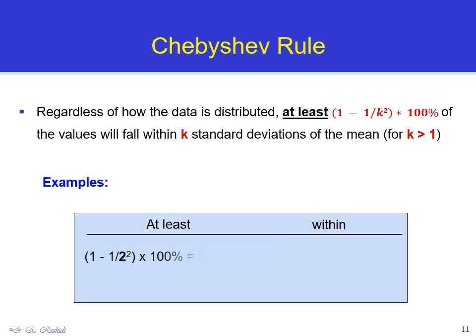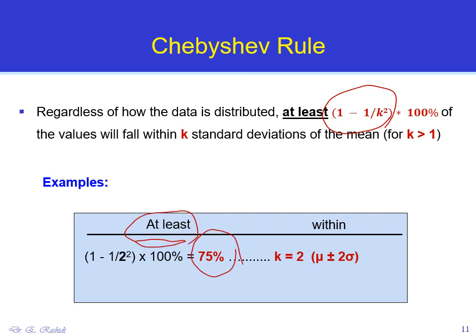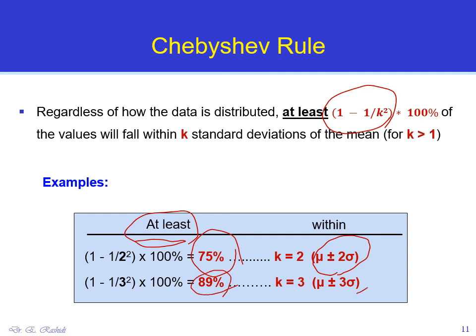For k equal to 2, if you plug in k equal to 2 in this formula, at least 75% of our data would be within 2 standard deviations of the mean, regardless of whether your distribution is bell-shaped or not. For k equal to 3, at least 89% of your data would be within 3 standard deviations of the mean. Again, it doesn't have to be bell-shaped or not.